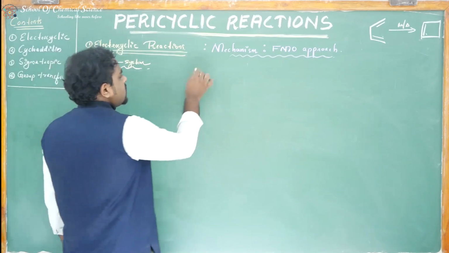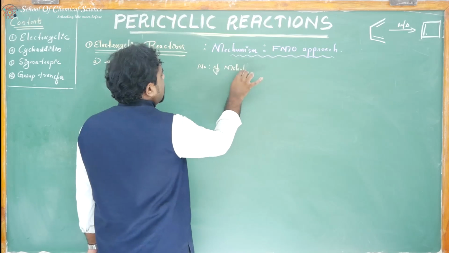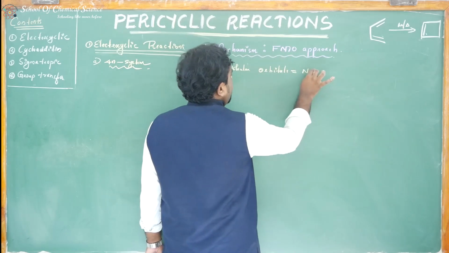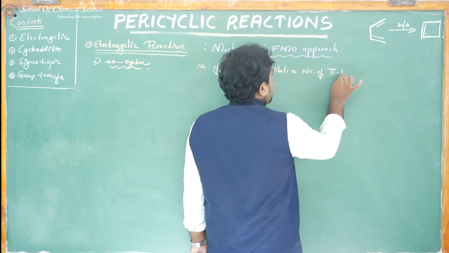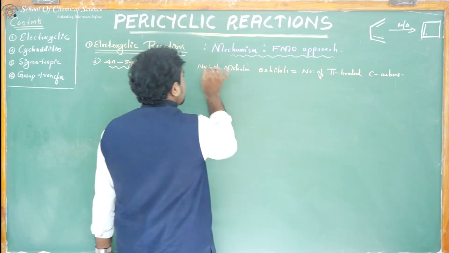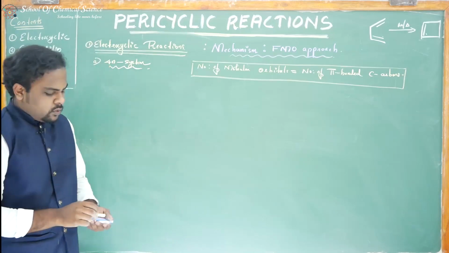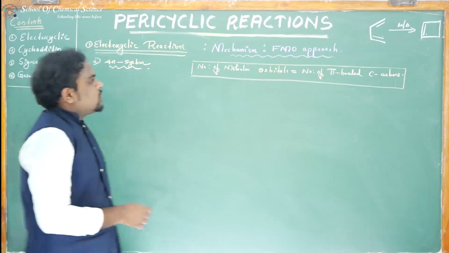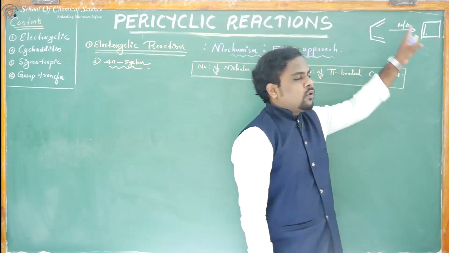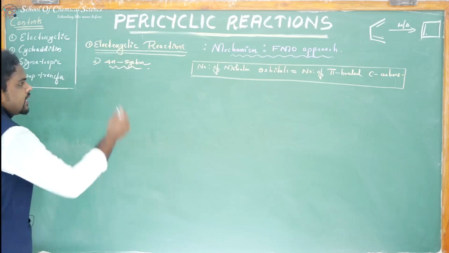According to FMO approach, number of molecular orbitals equal to number of pi bonded carbon atoms. So how many molecular orbitals are there? In cyclobutadiene, how many pi bonded carbon atoms are there? 1, 2, 3, 4. 4 pi bonded carbon atoms are there. So 4 molecular orbitals are there.